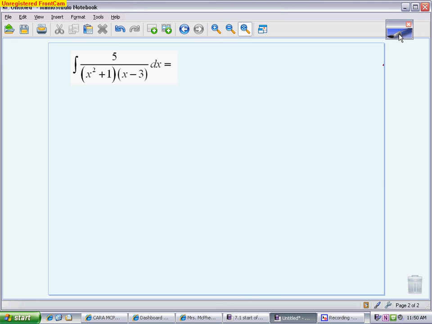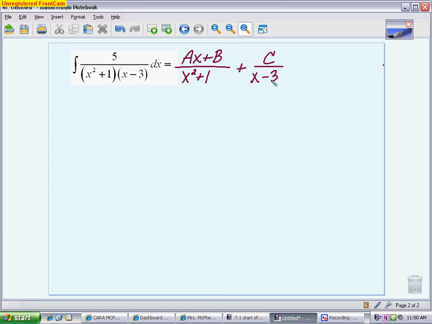So when we start this problem, nice thing is it's already factored, so we don't have to do that. But we do have to break down the decomposition a little bit differently. Since the first factor is quadratic, I need to write ax plus b as the numerator when I break it up. Since the second factor is linear, I can just write it as c over x minus 3.